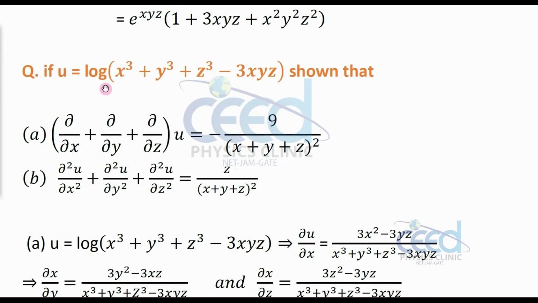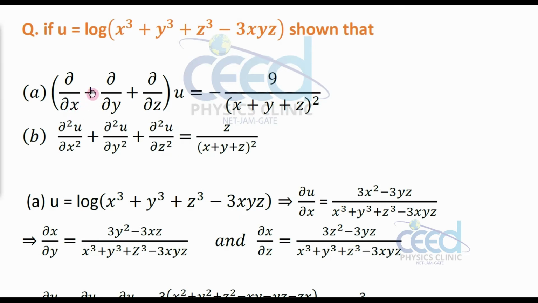If u is equal to log of x cube plus y cube plus z cube minus 3xyz, show that (dou by dou x plus dou by dou y plus dou by dou z) of u is equal to minus 9 by (x plus y plus z) the whole square. And there is one more question: dou square u by dou x square plus dou square u by dou y square plus dou square u by dou z square is equal to minus 3 by (x plus y plus z) whole square.